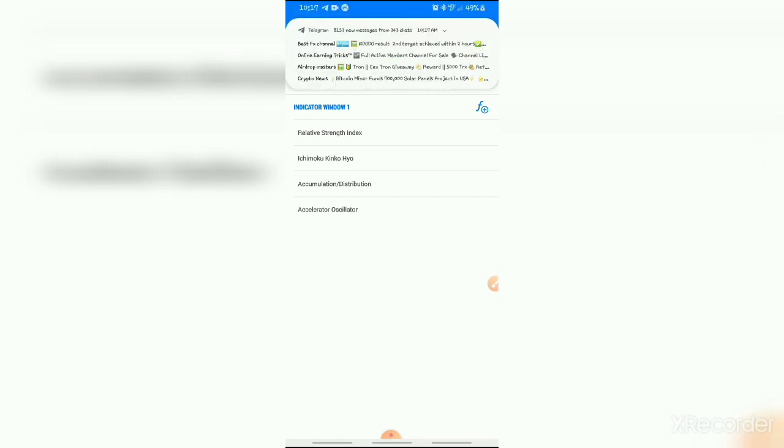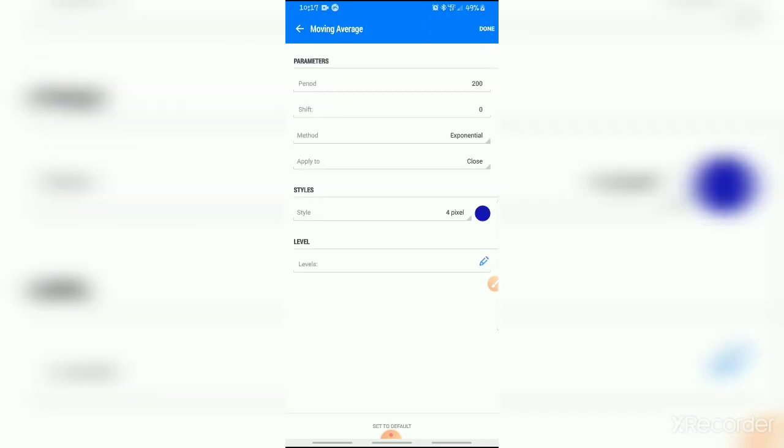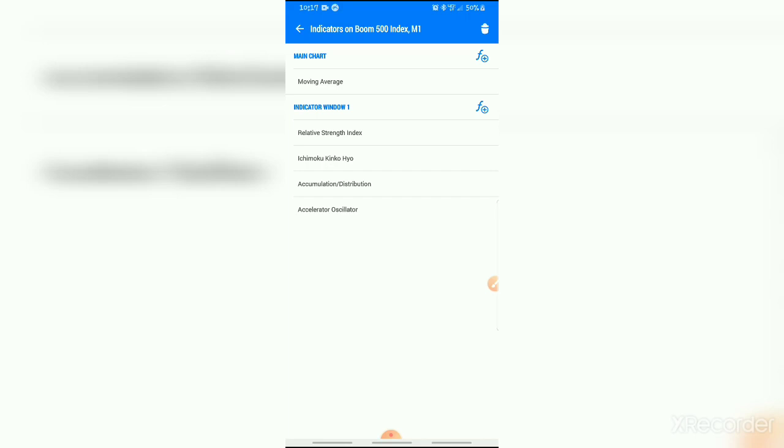You check it very well to put the settings for each of these indicators. So for moving average, the period should be 200, the shift should be 0, then the method should be exponential, then you apply to close. Then you can choose any color, but I will advise you to use the color I'm using so that there won't be any mistake, so it doesn't confuse you. So you can choose the style to be 4 pixels here. Then after doing that, you click on done. Then you move to the next one.